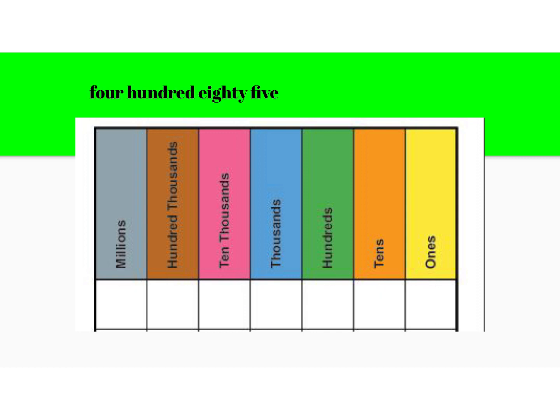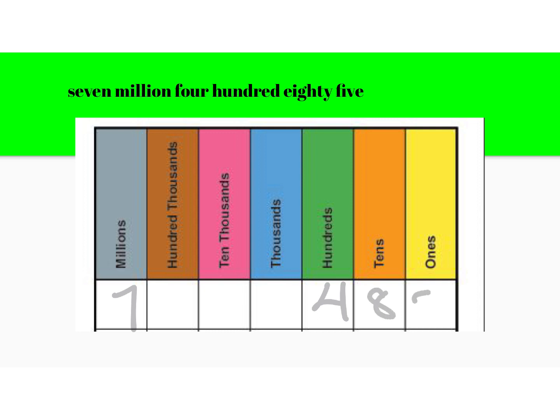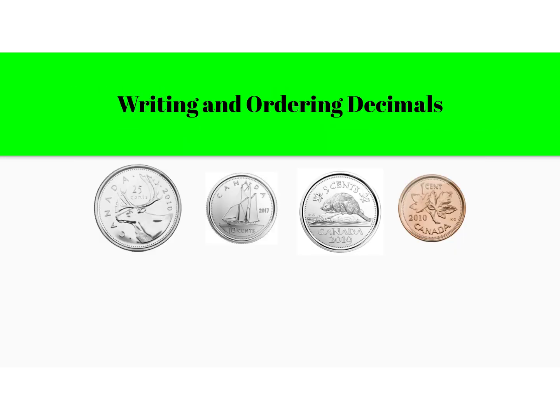Now, let's go to the next idea here. So if we've got 485, we could write it like this, 485. Then if we've got 7,485,000. If you don't remember this, you can pause and see if you can give yourself a little bit of a refresher. Let's go on to the next idea.